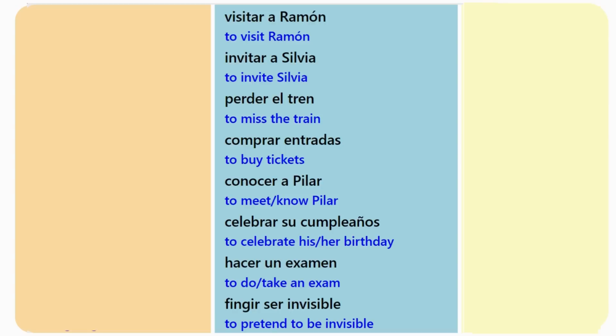Visitar a Ramón. Nice and easy. To visit Ramón. And you'll notice that the V is pronounced like a B, the letter B. So it's visitar. Visitar a Ramón. To visit Ramón. Next one, nice and easy.